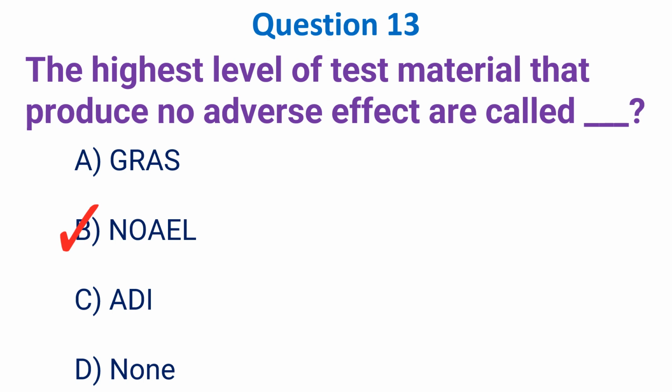The next is the ADI. It is acceptable daily intake. It is the amount of substance in food or drinking water that can be consumed daily over a lifetime without presenting an appreciable health risk. It is given as a range of milligrams per kg of body weight, and to derive the ADI we can use the formula, that is NOAEL, the no observed adverse effect level, divided by a safety factor. Usually we take 100 as a safety factor to ensure a large margin of food safety.